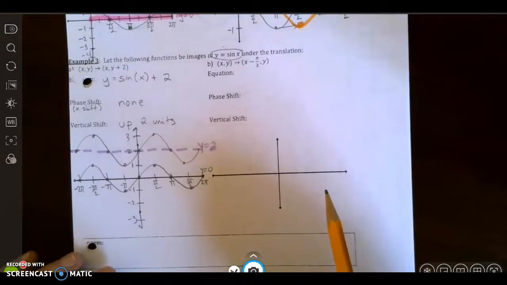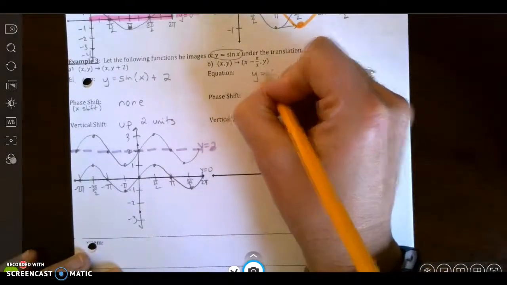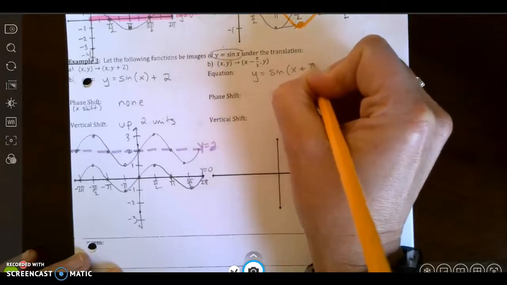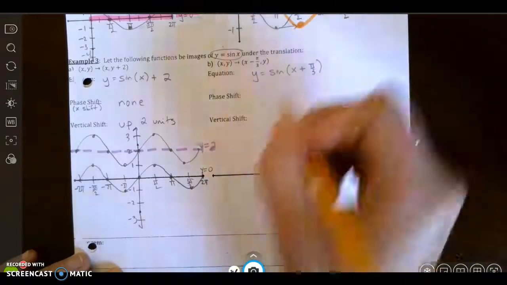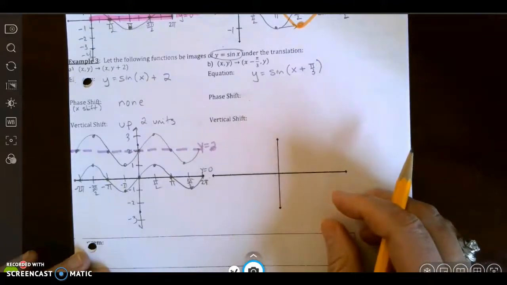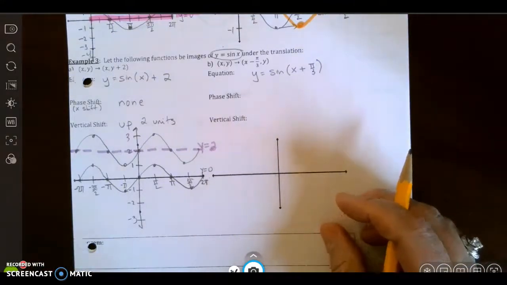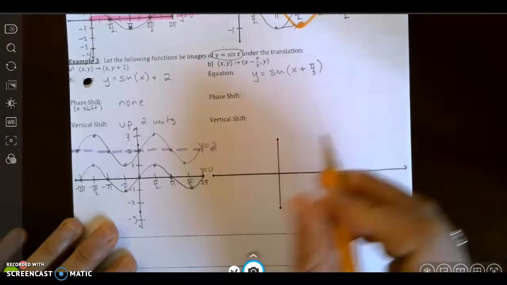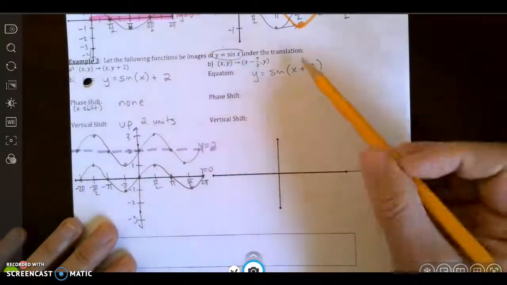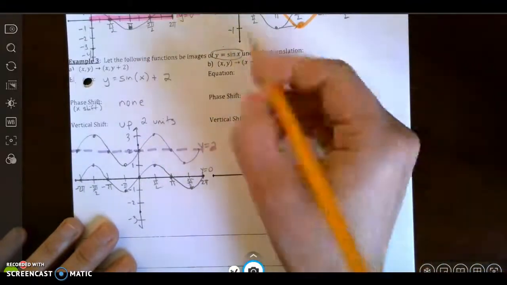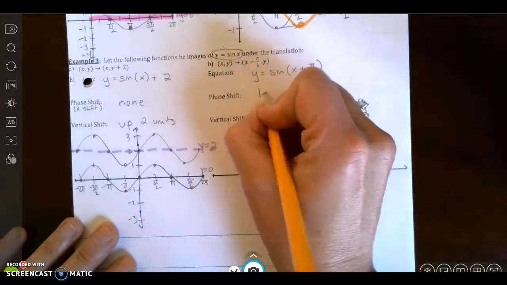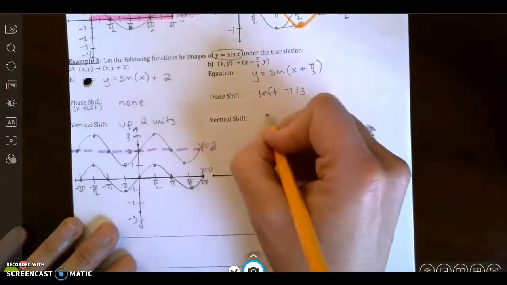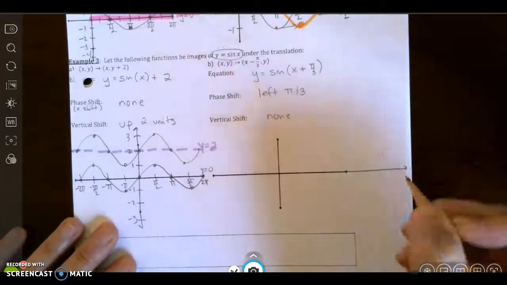And our equation would be y equals sine of x plus pi over 3. And then there would be nothing on the y. All right, so I'm going to extend this out. And we're not going to have a vertical shift. We do have a phase shift, which is going to be left pi over 3. And there is no vertical shift.